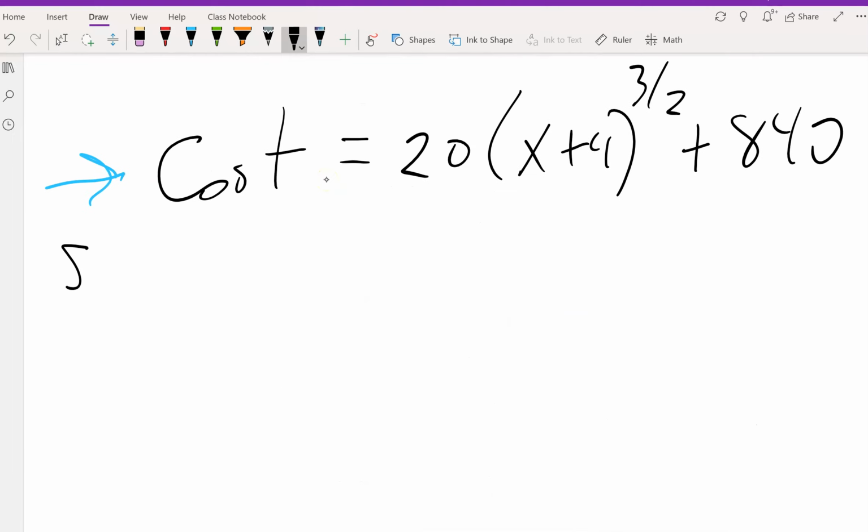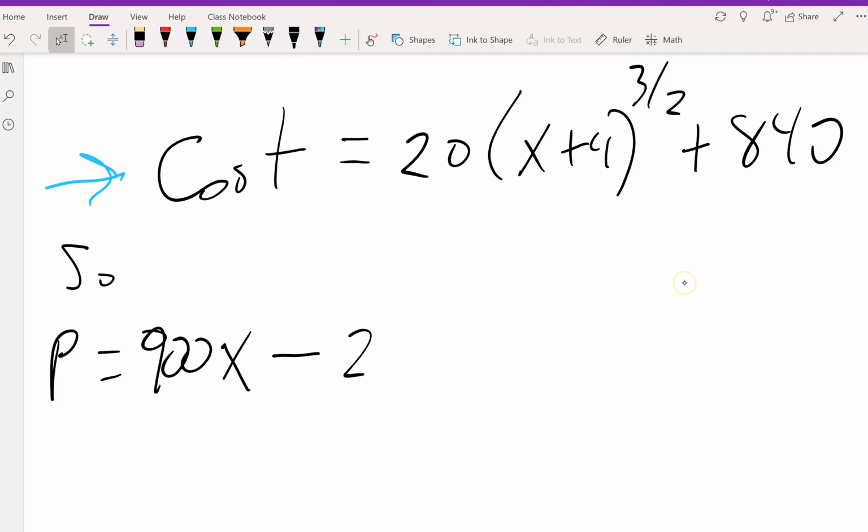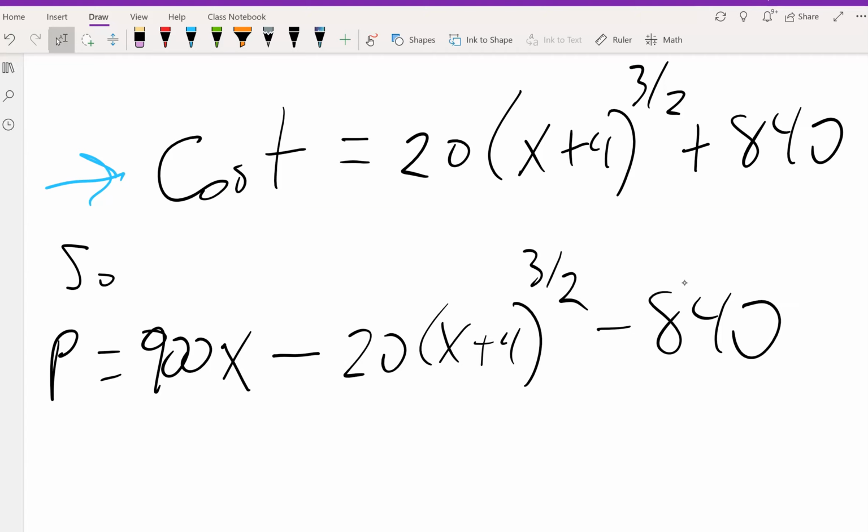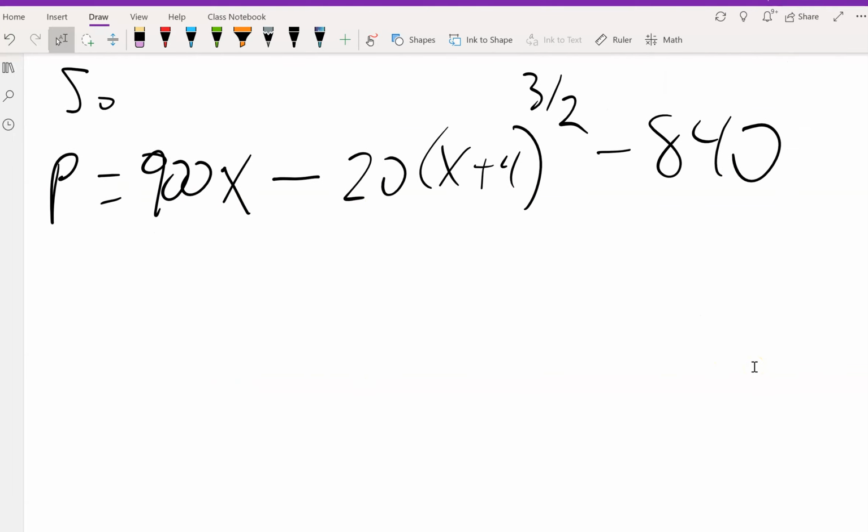So I now know my profit function is 900x minus this whole enchilada. So it's this piece, and if you're minusing, both pieces get minused. That's good algebra. If you're minusing cost, both pieces get minused off. That's called good algebra. So there is my profit function.